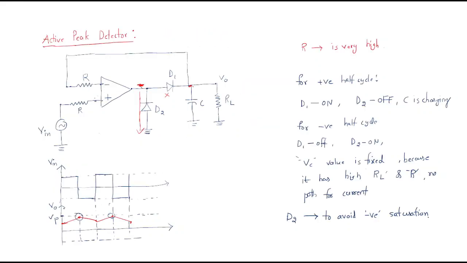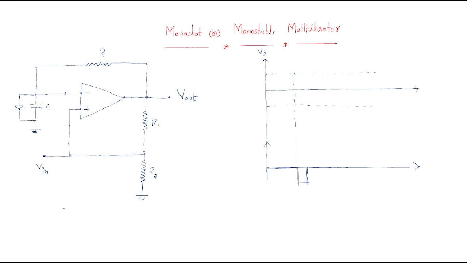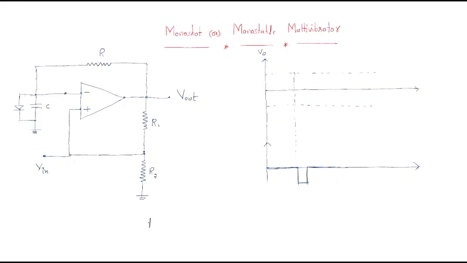Okay, next topic is monoshot. Monoshot is nothing but the monostable multivibrator. And what is the meaning of mono? Mono simply means single stable state. Monostable means single stable state. It has only one stable state. If you give any input, it has only one stable state. That is called the monostable state.